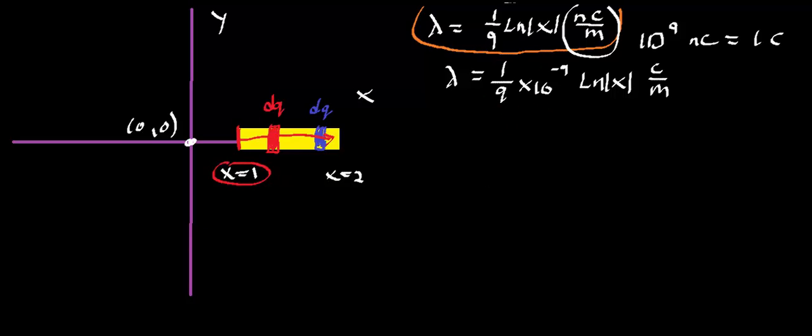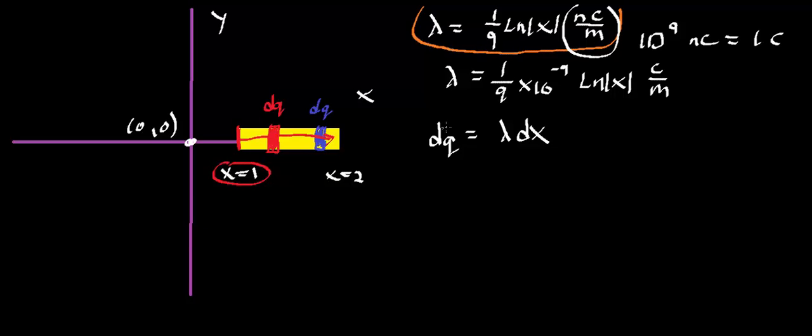But in any case, we're going to have to find an expression for dq. In the last video, we showed that the differential charge element dq is essentially equal to lambda times dx. You can go back to the last video and see how we proved that.